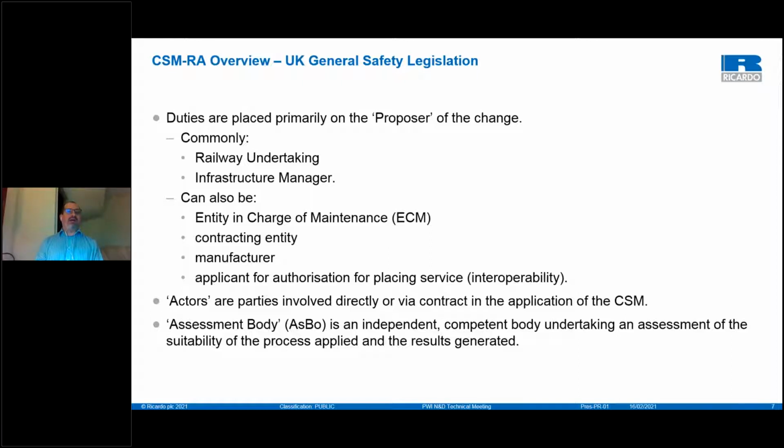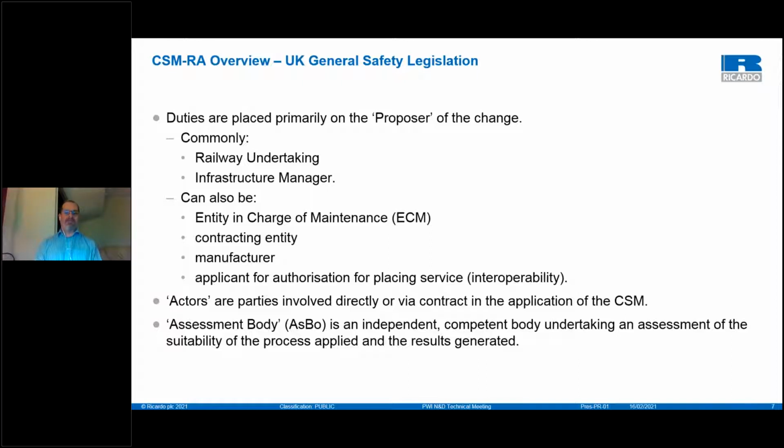Manufacturers, and in terms of interoperability, we have a concept known as authorization for placing into service, which is a submission to ORR to award that authorization for entry into service of the change that that activity has made to the infrastructure or operations. I'll go into a bit more of this later. Actors are parties involved directly or via contract in the application of the CSM. So they have a role to play in the risk management process.